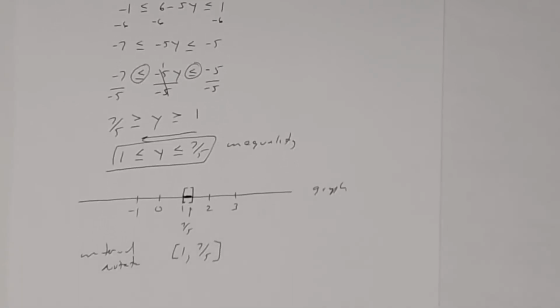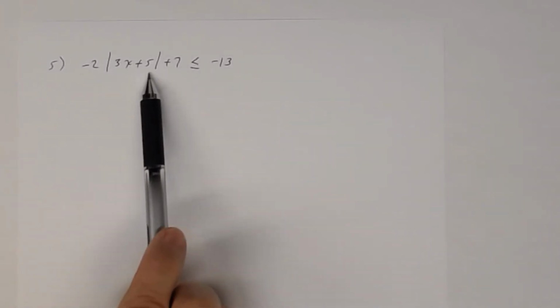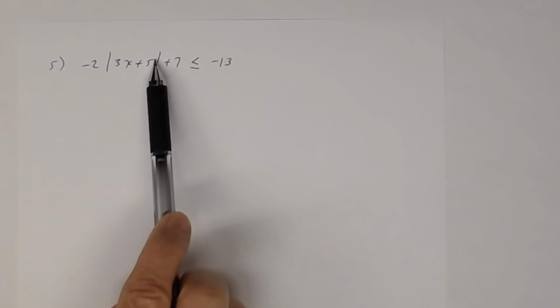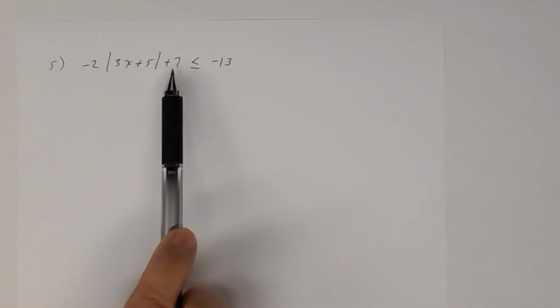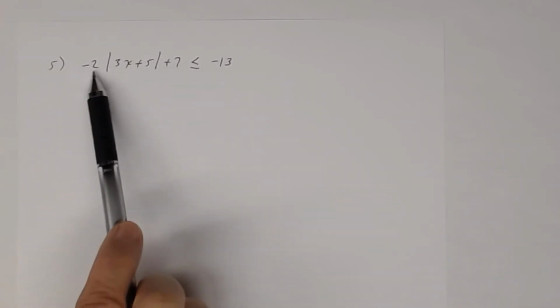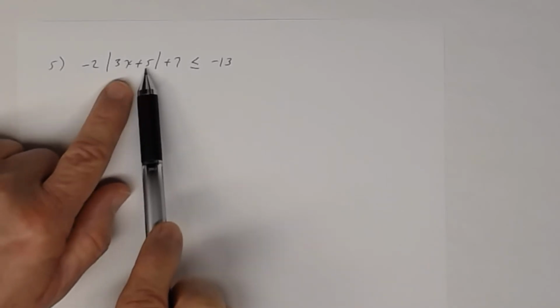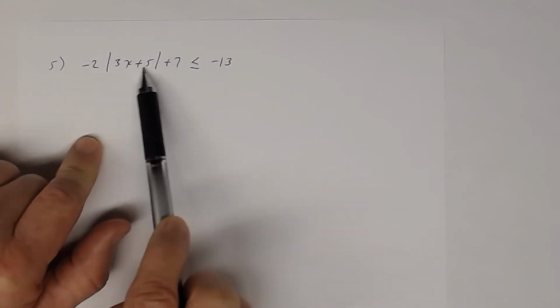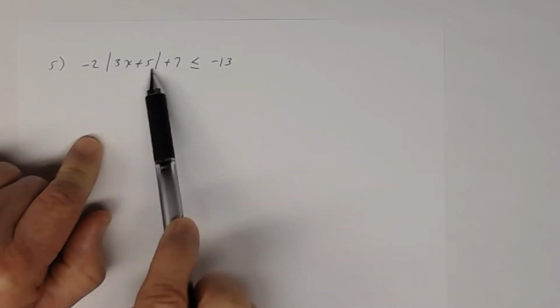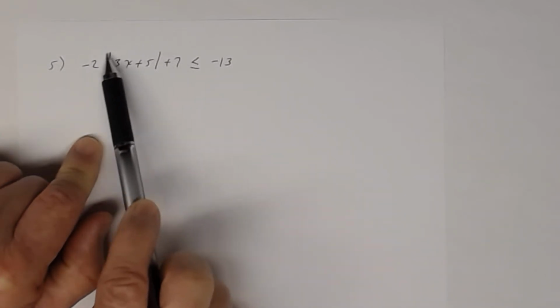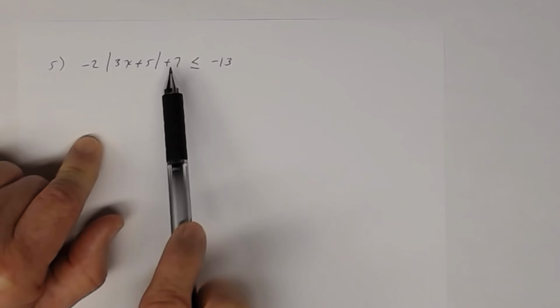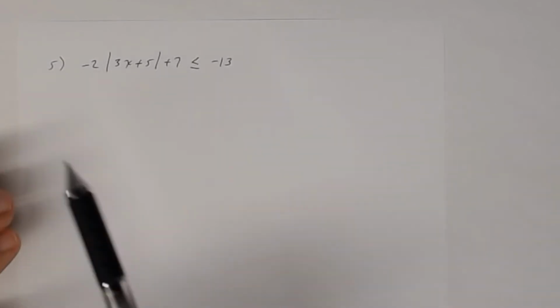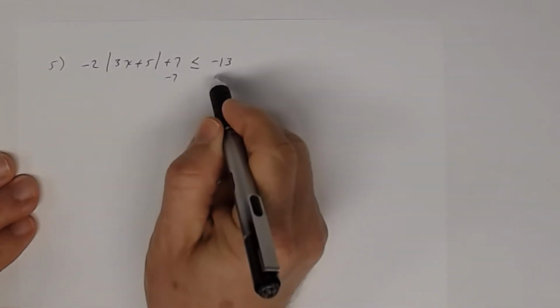So let's do number 5. Okay, so when doing number 5, remember you need to get the absolute value expression by itself, and in this case it's not. So we have to notice the absolute value expression is being multiplied by -2, and you're also adding 7 to this term. So let's go ahead and subtract 7 first. So we're going to subtract 7 from both sides, just like this.